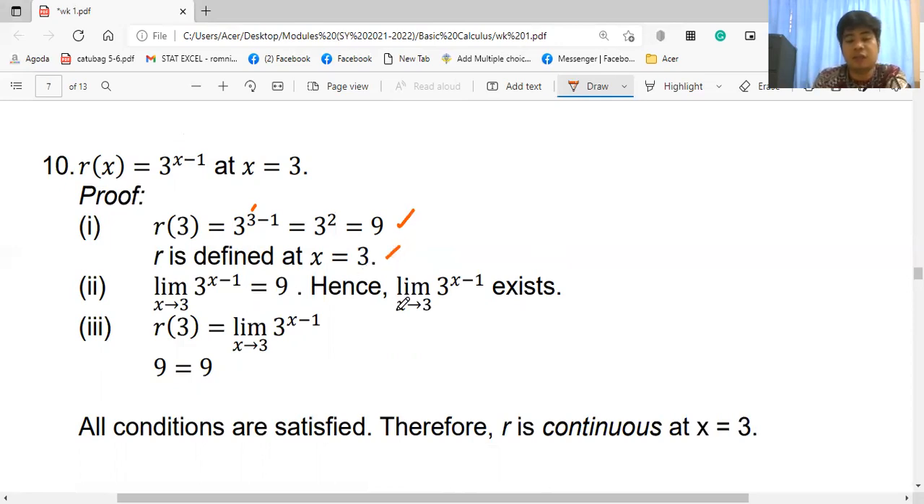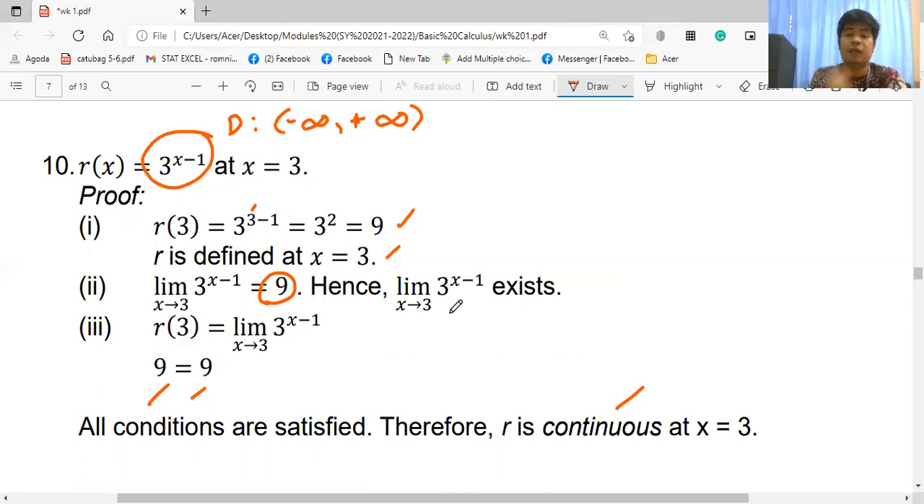On the second condition, get the limit, then that's just a basic limit process, that gives us 9 also by substituting x equal to 3. Now the third condition, compare them. So 9 is equal to 9. Hence, we can say that r is continuous at x equal to 3. Take note also that the exponential function accepts any input. Its domain is the set of all real numbers. So whatever you want to test for continuity, it will always be continuous at any point.